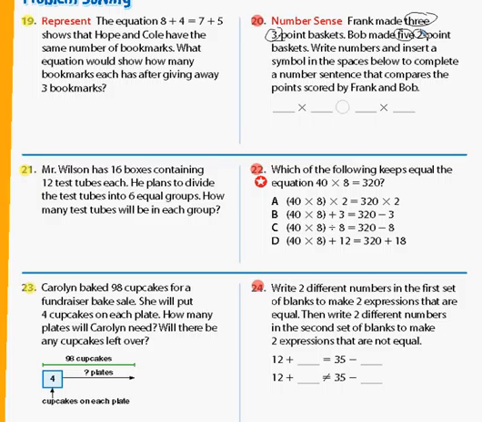So, Frank made 3 3-point baskets. That's 3 times 3. And Bob made 5 2-point baskets. 3 times 3 is 9. 5 times 2 is 10. So what symbol am I going to put in there? What symbol am I going to put in there, Logan? Less than. Less than, exactly, less than. Good job.